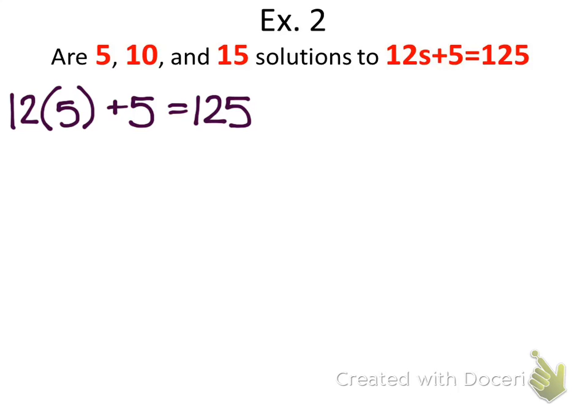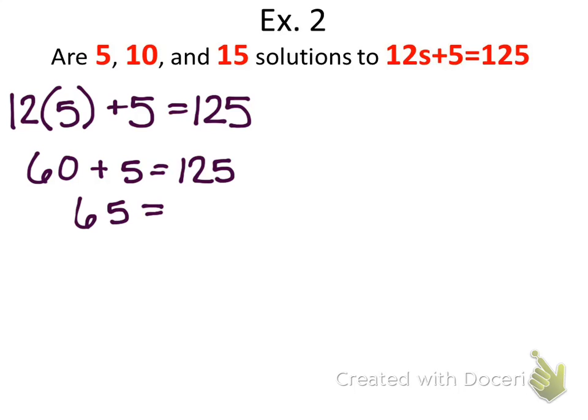All right, Alex, what would I do first? You would multiply 12 by 5. Perfect, which is? 60. Now I do my very last step. What's 60 plus 5? 65. Does 65 equal 125? No. So here's our answer. No.